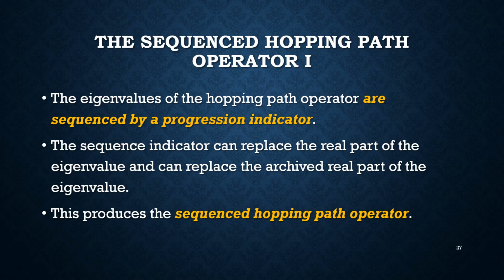The eigenvalues of the hopping path operator are sequenced by a progression indicator. The sequence indicator can replace the real part of the eigenvalue and can replace the archived real part of the eigenvalue. This produces the sequenced hopping path operator.